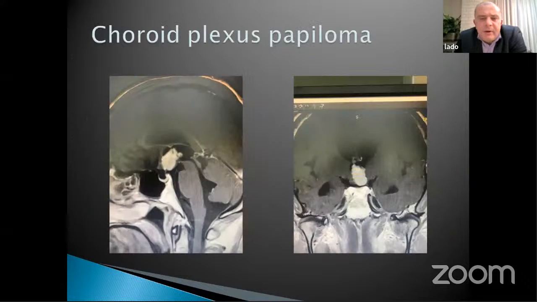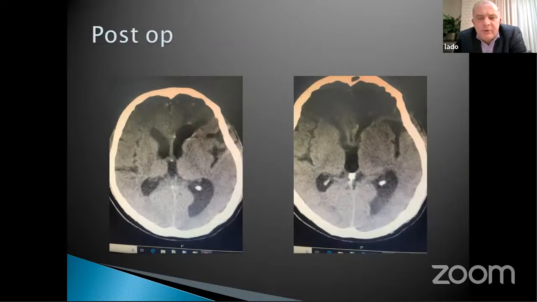This is a choroid plexus papilloma operated by the transcallosal route, and the whole tumor was also completely removed. It's a postoperative scan.